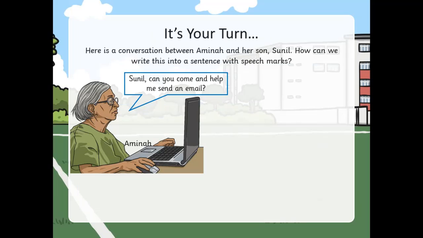It's your turn. Here is a conversation between Amina and her son, Sunil. How can we write this into a sentence with speech marks? So here, Amina is sat at a computer and she says, "Sunil, can you come and help me send an email?" To make this into a sentence, we write the part that she's saying. We need to include who has said it, so we know Amina said it. I'm going to add "said Amina."